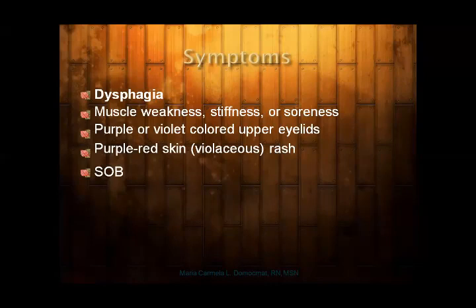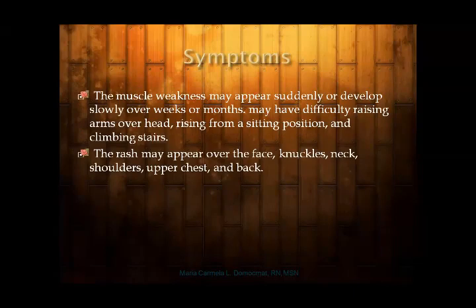That is the heliotrope rash seen around the eyes, and purple red skin, violaceous rash, and there may be pulmonary involvement leading to shortness of breath. The muscles usually affected may have sudden or gradual, slowly progressive weakness over months, with difficulty in raising the arm, rising from a sitting position, and climbing the stairs. So the rash may appear over the face, knuckles, neck, shoulder, upper chest, and the back.